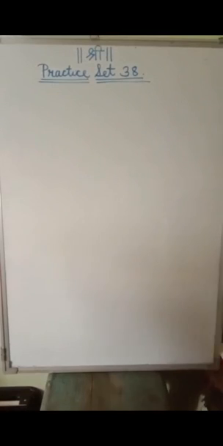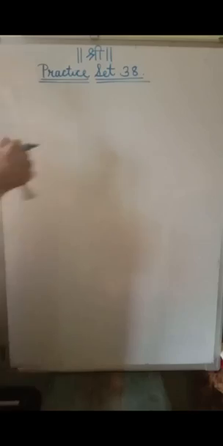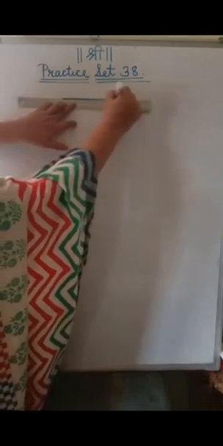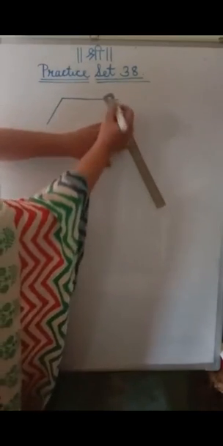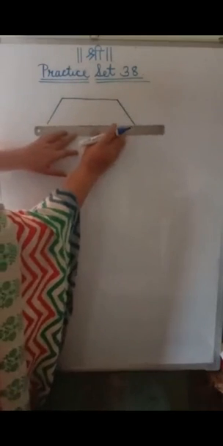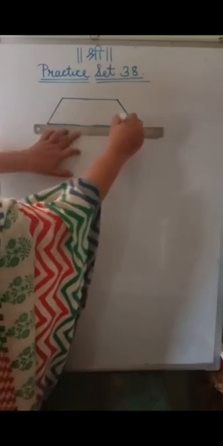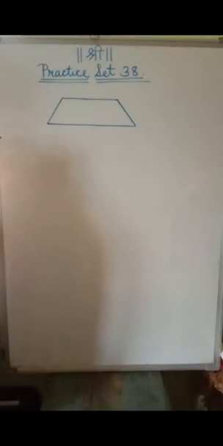First they have told us to draw quadrilateral XYZW and name the following. Yes. So first we will draw the quadrilateral with the help of a scale. Okay. So here in this way we'll draw one quadrilateral. Okay. So now here is a quadrilateral. We have to name it. They have given us the name. What is that name? Quadrilateral XYZW.